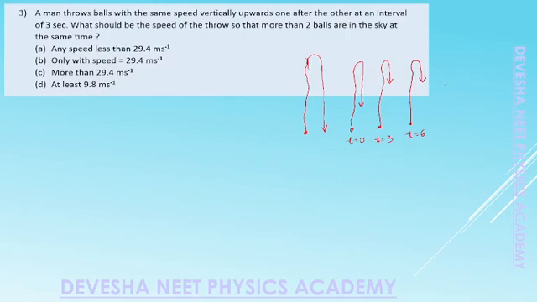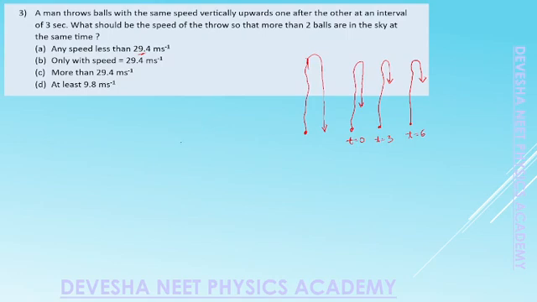So now when he's throwing the ball here, imagine the ball is thrown at three different instances. So what he's saying is that the ball is being thrown at an interval of 3 seconds, and what should be the speed of the throw so that more than two balls are in the sky at the same time. Now let's think of this, right? We have 29.4 mentioned here. Imagine that 29.4 is the speed at which the ball is being thrown.